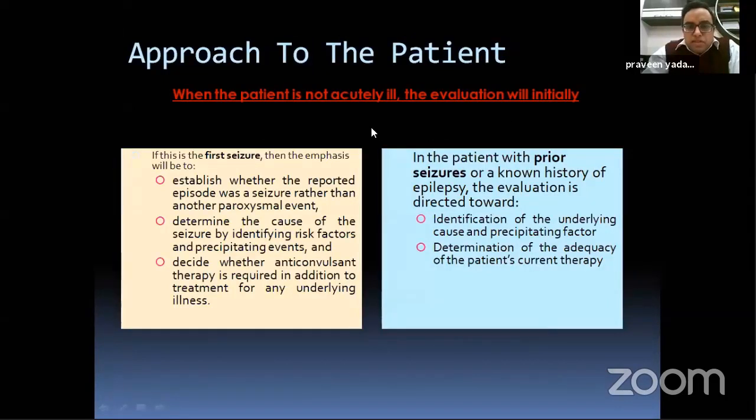So when a patient arrives, first thing is we have to find out whether it's the first episode or whether there is a prior history of epilepsy and whether it's a diagnosed case of epilepsy.